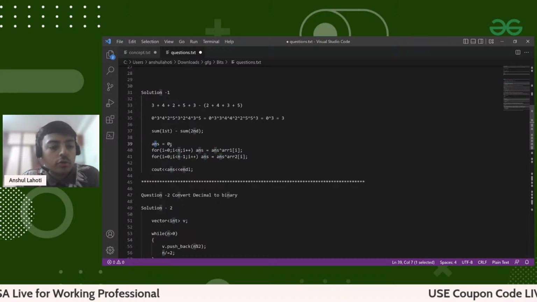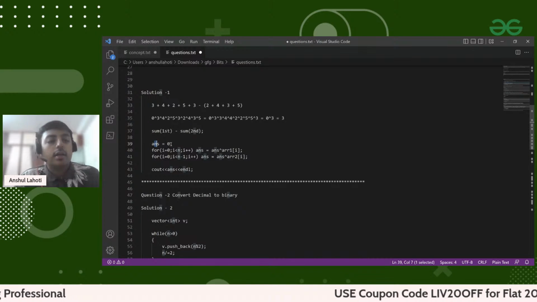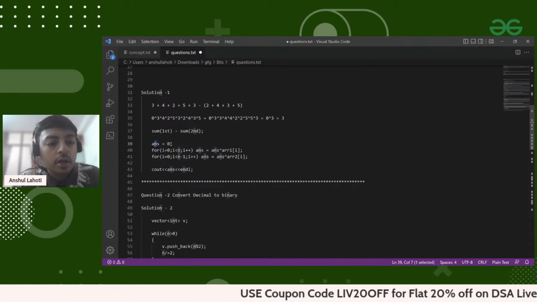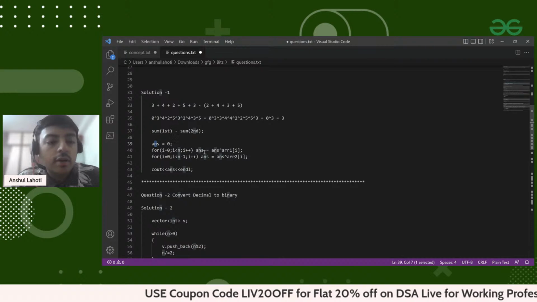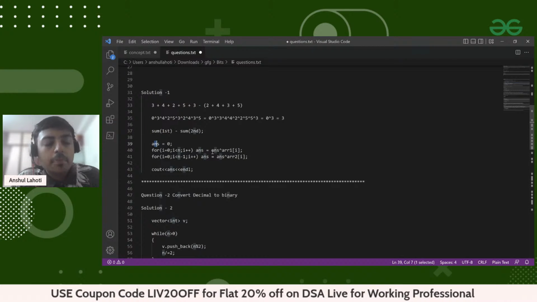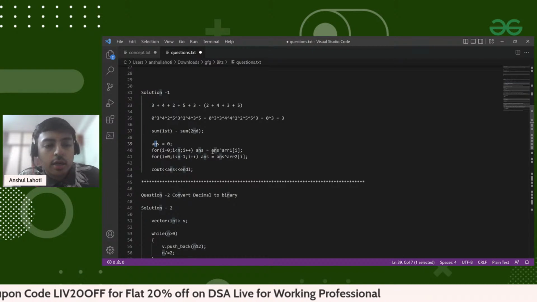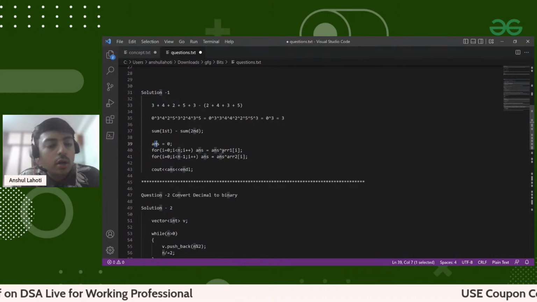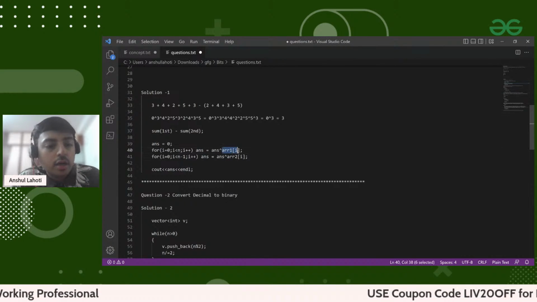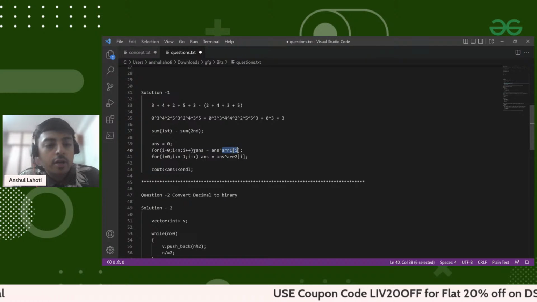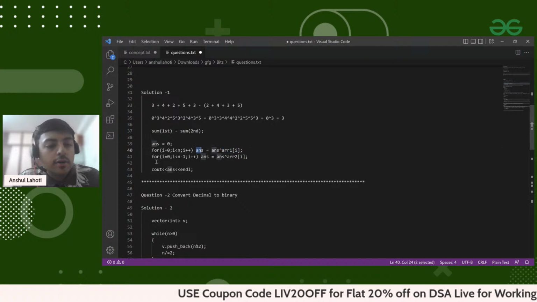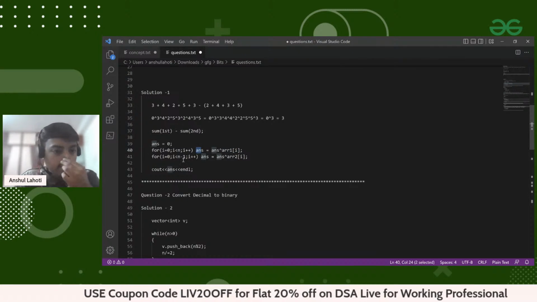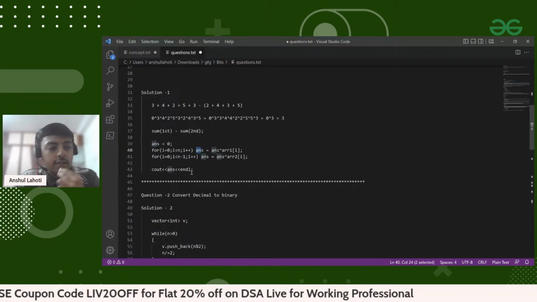First we will take a variable answer and define it as 0, and we will say that answer is equal to answer XOR all the elements from array A, and we will get the answer here. Then we do the same for the next array B, and we will get our answer here. So this is just 2 lines of code.